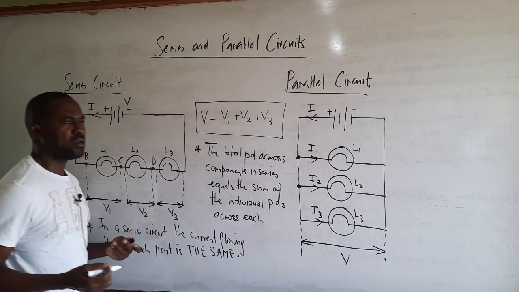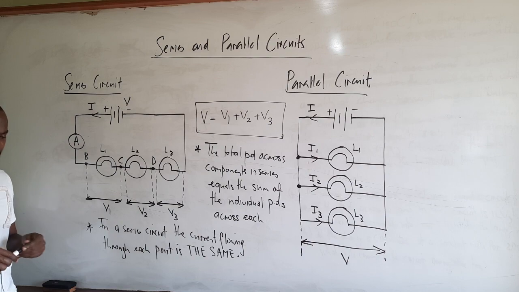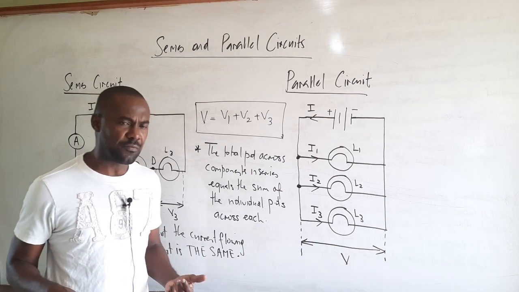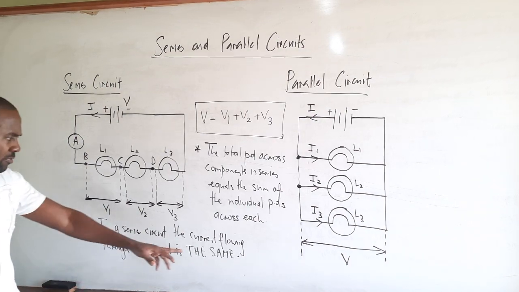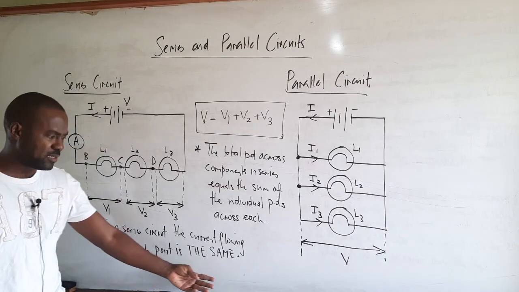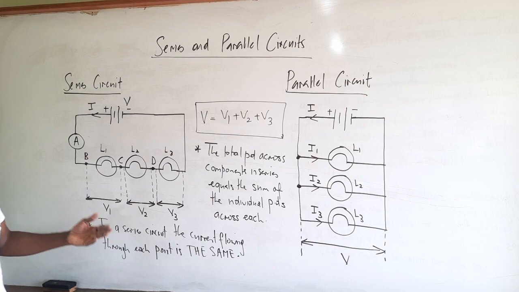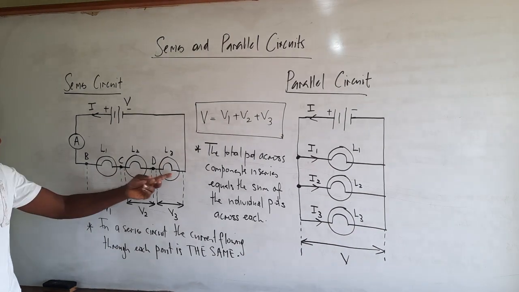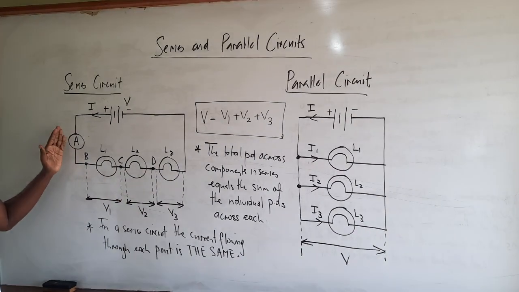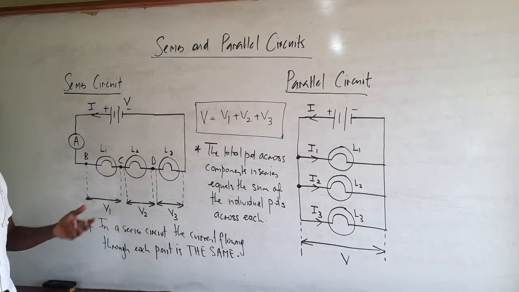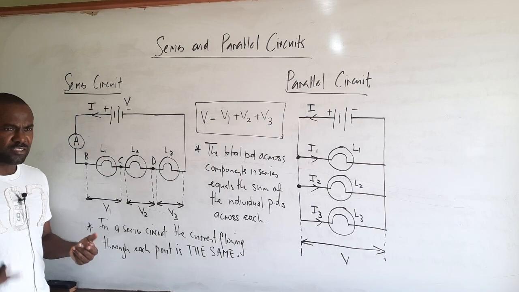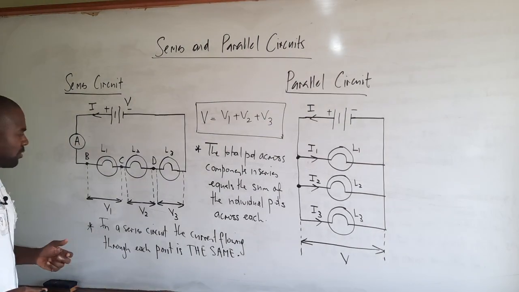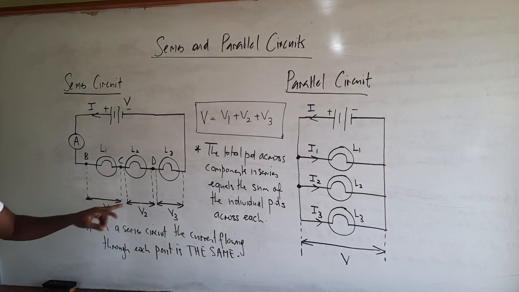Right? So what we've done so far is summarize the properties of series circuits. In the first case, the current flowing through each point in the series circuit is the same. If you have 3 lamps, L1, L2, L3, connected in series like this, and we measure the current flowing through, we get the same reading whether we place the ammeter here, or at B, or at C, or at D.